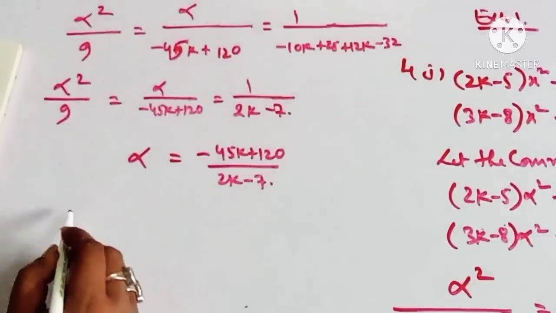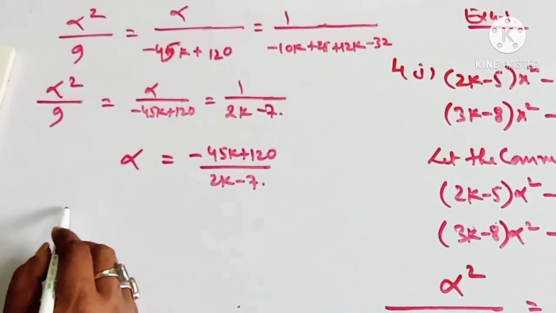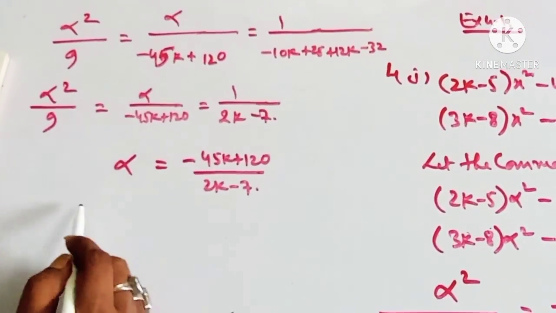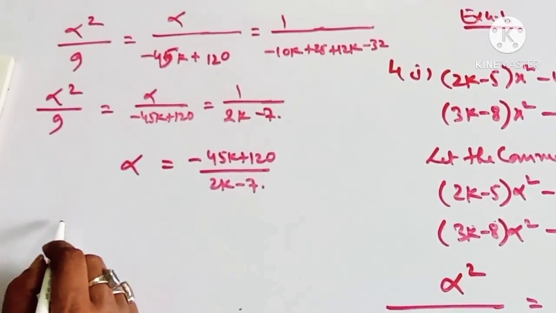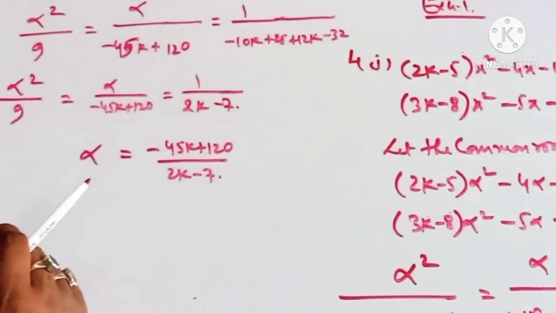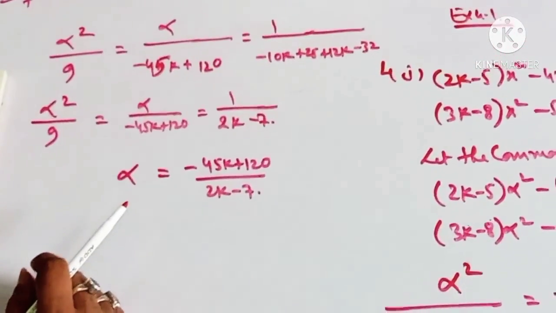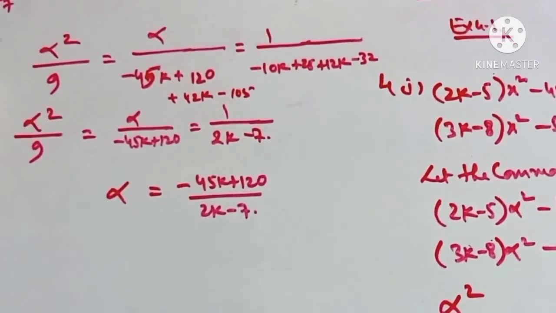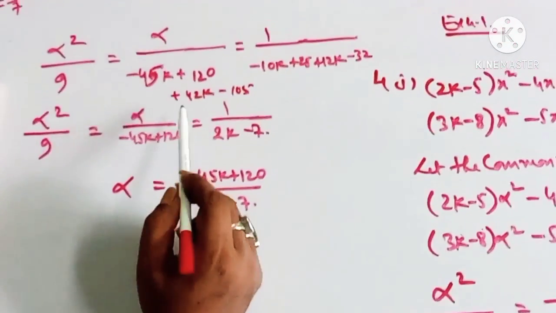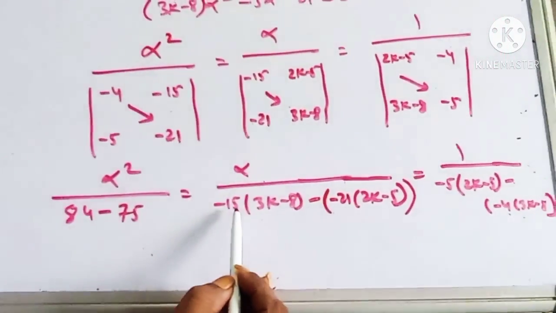So the value of alpha, and we have to find the value of k. So to find the value of k, see one thing I missed here. See here, I wrote only this value.